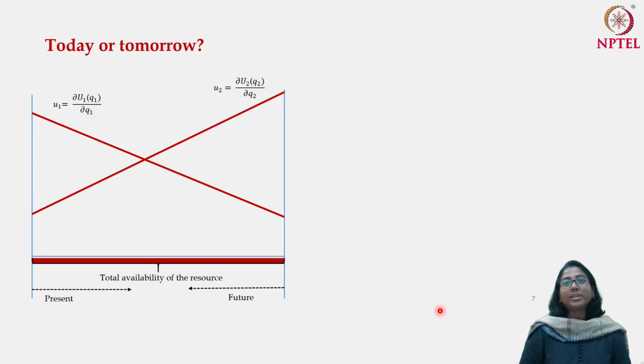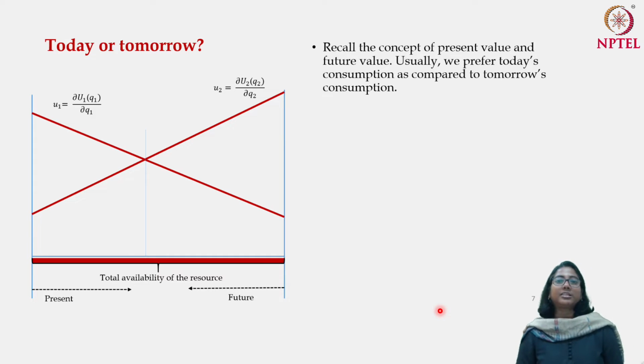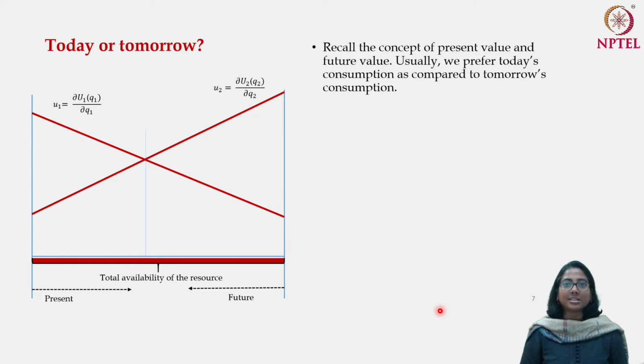Why is it not the case that U1 equal to U2 will guide you to take the optimal decision? The reason is as follows. You can go back to the concept of present value and future value. Usually, what we discussed under present value and future value is that we prefer today's consumption as compared to tomorrow's consumption. What does that mean?